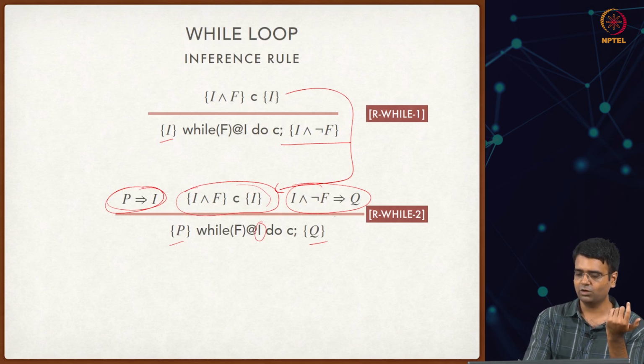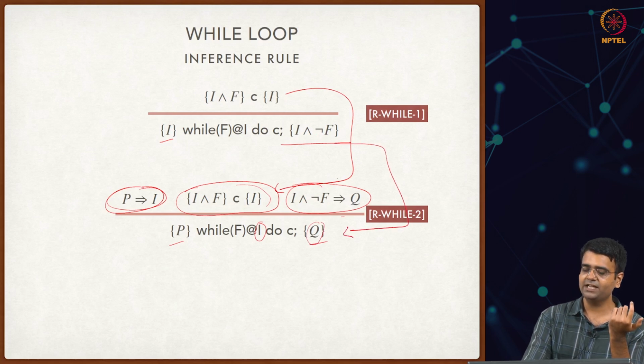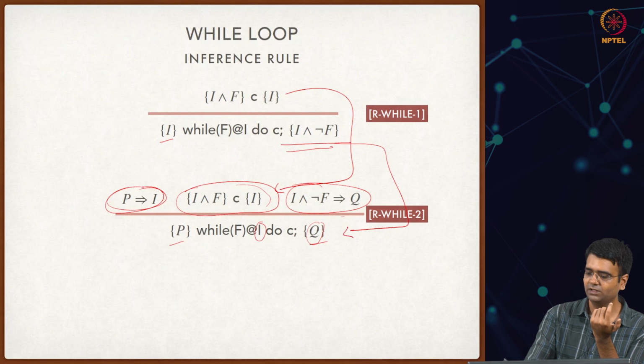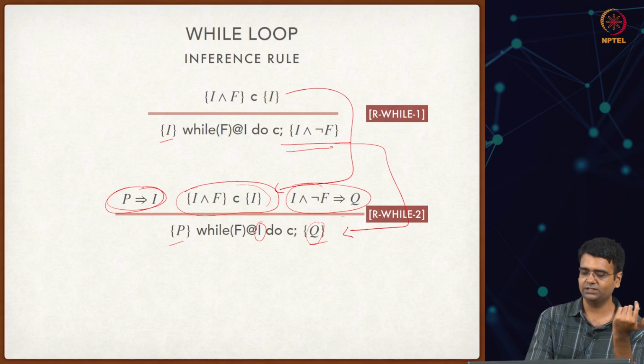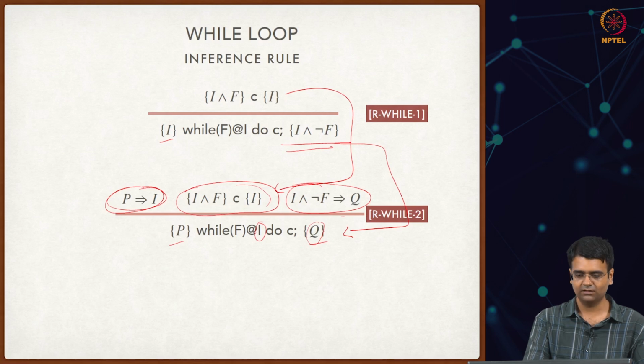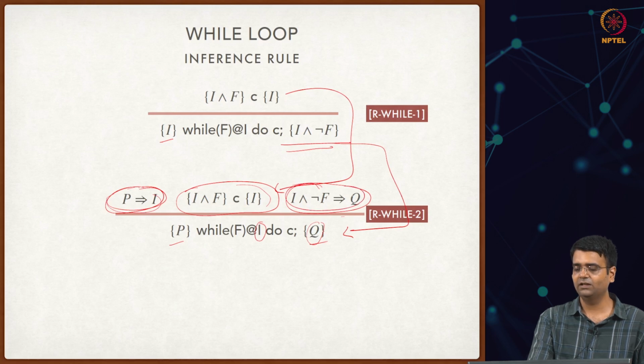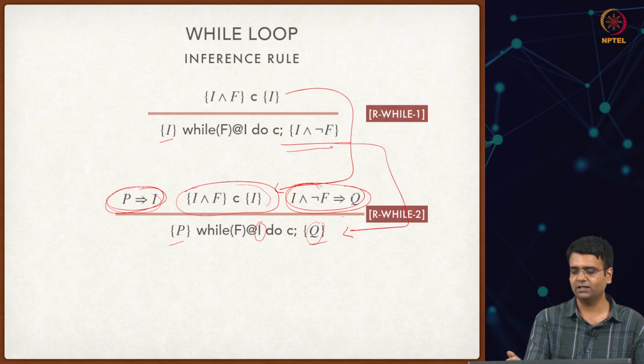And the last formula is I and not F implies Q. Here my postcondition is Q, so essentially I am doing a kind of postcondition weakening. If I and not of F, which is what I can deduce using R while 1, implies Q, then I can also deduce this Hoare triple where the postcondition is Q itself. So in a sense, R while 2 is using both precondition strengthening and postcondition weakening on R while 1. Both of these together will give you R while 2.